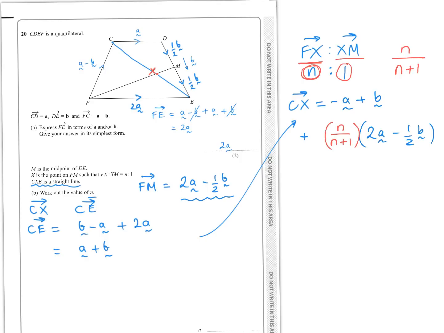Because that's almost like saying what fraction of n plus 1 are we when we get from f to x. We're n out of n plus 1 of the way there. Okay, this x to m would be 1 over n plus 1, because xm has 1 part out of the n plus 1 parts altogether.